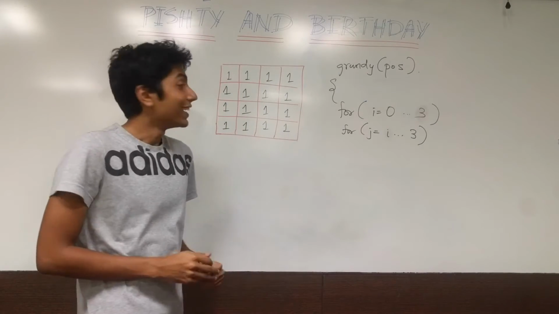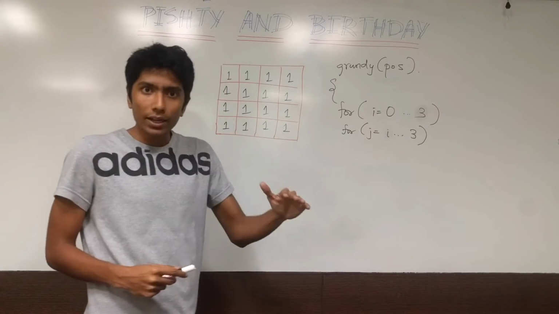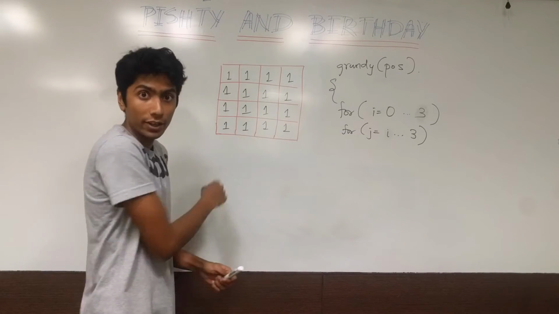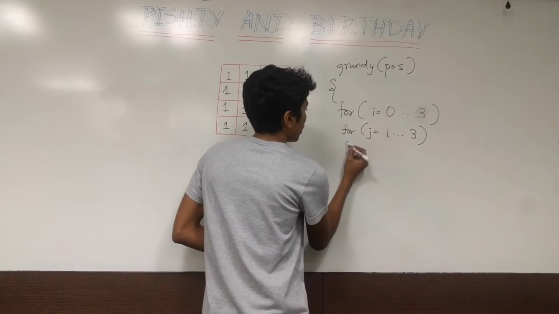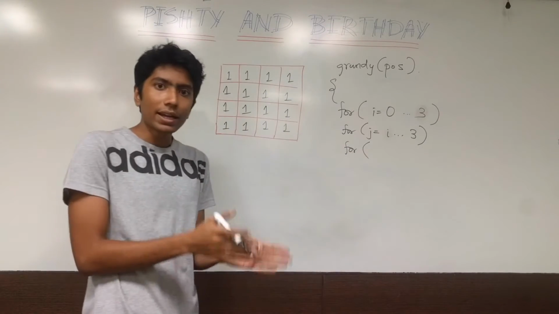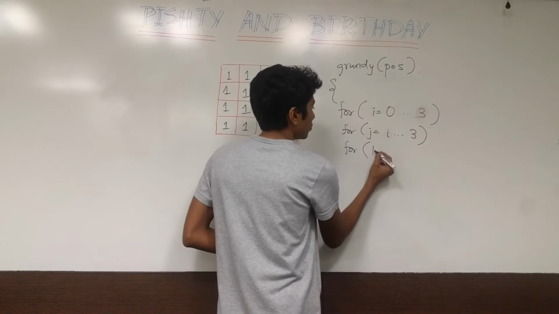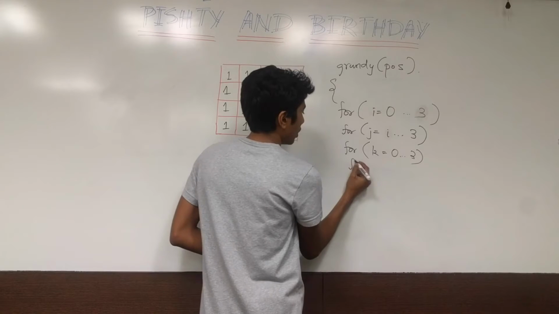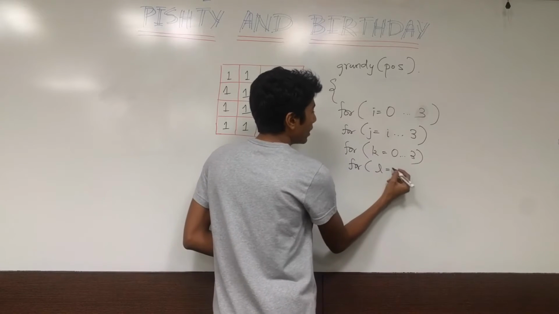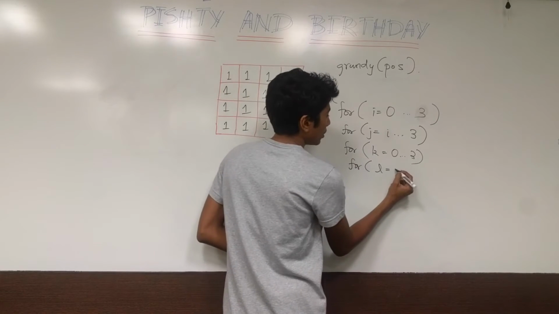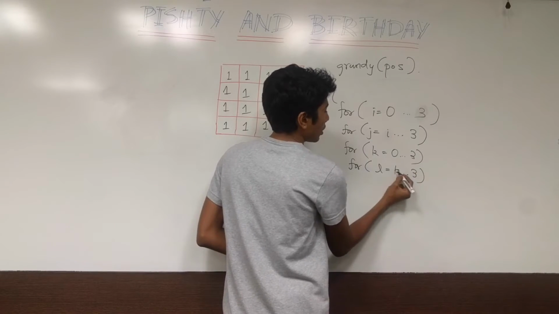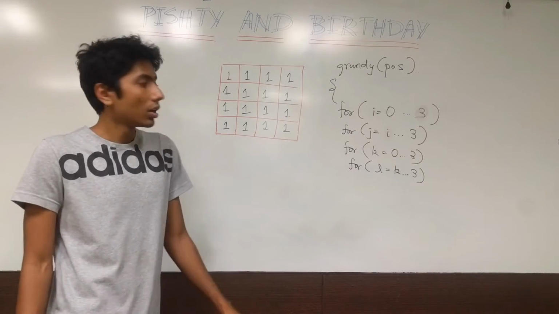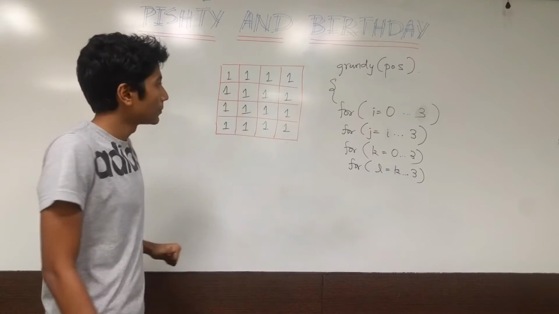What do i and j represent? Well, i represents the starting row and j represents the ending row of the rectangle that you're choosing within this matrix. Okay, now let's go for the starting and ending columns. So let's call it k. Starting column goes from 0 to 3. Ending column l goes from k to 3. Now you can see that this represents every possible rectangle in this matrix.